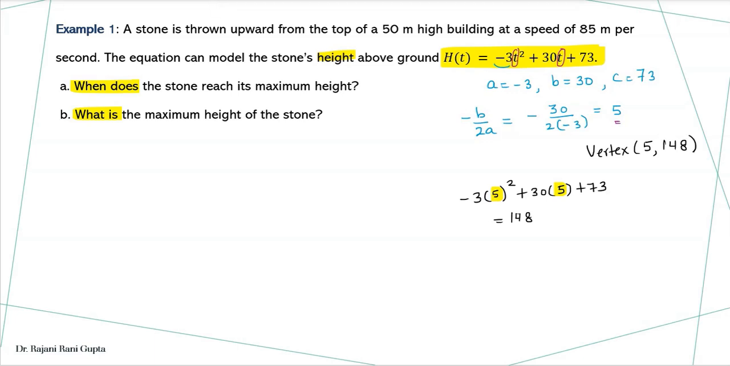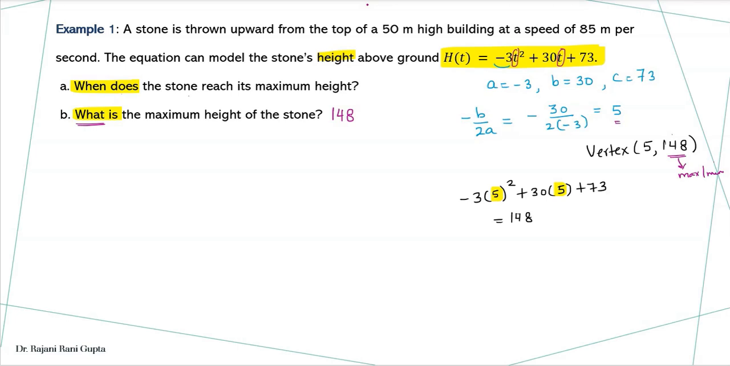So as I told you earlier, the second value always gives you the maximum or minimum value. So generally they ask what is the maximum value? How much is the maximum value? So the answer is this one. So here they ask you when does the stone reach its maximum height? And what is the maximum height? It means the value is 148. The answer for this part is 148.